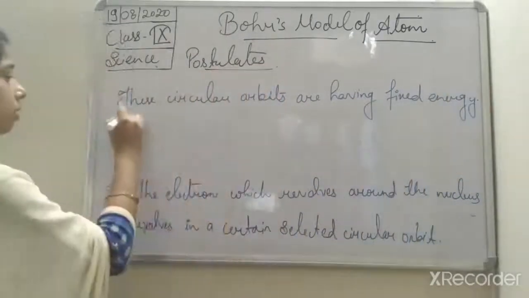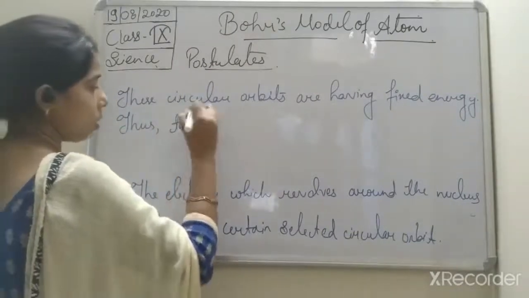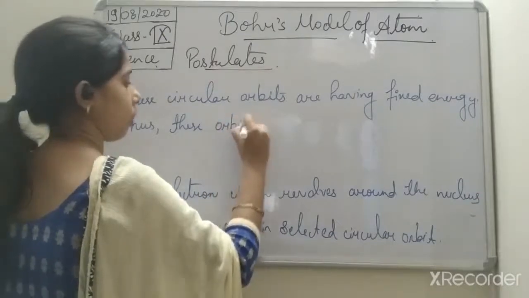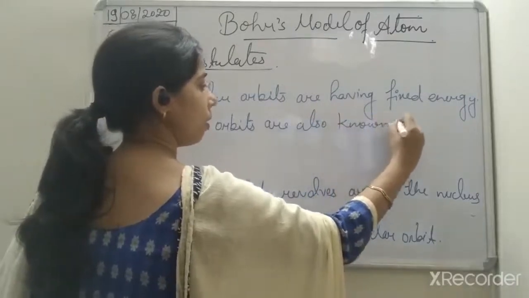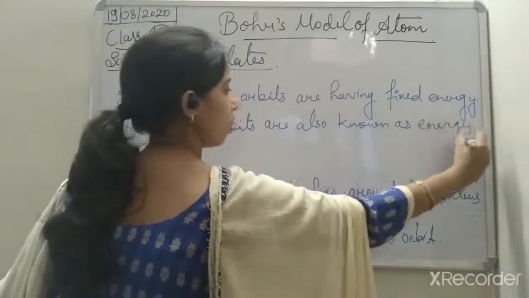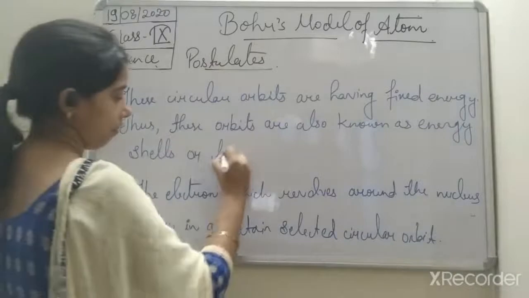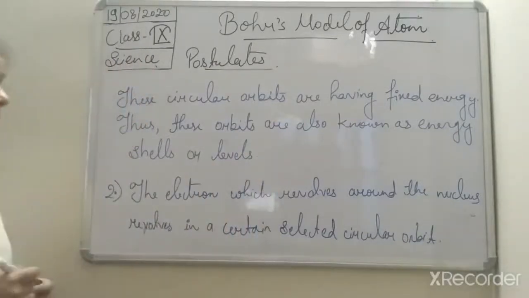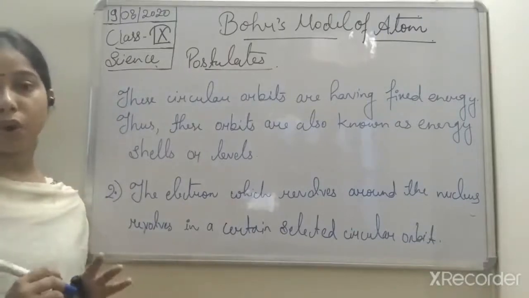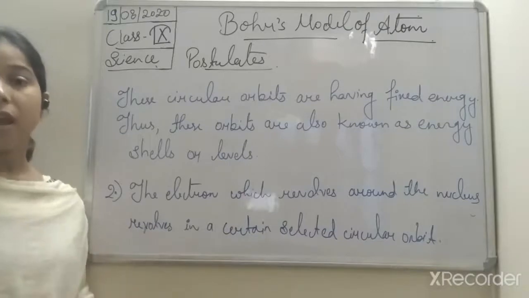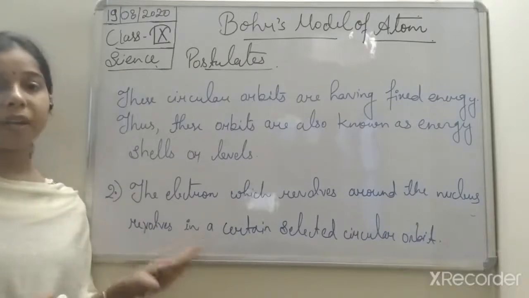Thus, orbits are also known as energy shells or levels. Okay, now see the students, they used to rotate around a circular orbit, and this circular orbit is having a fixed energy, and that is why these orbits are also known as energy shell or energy level.